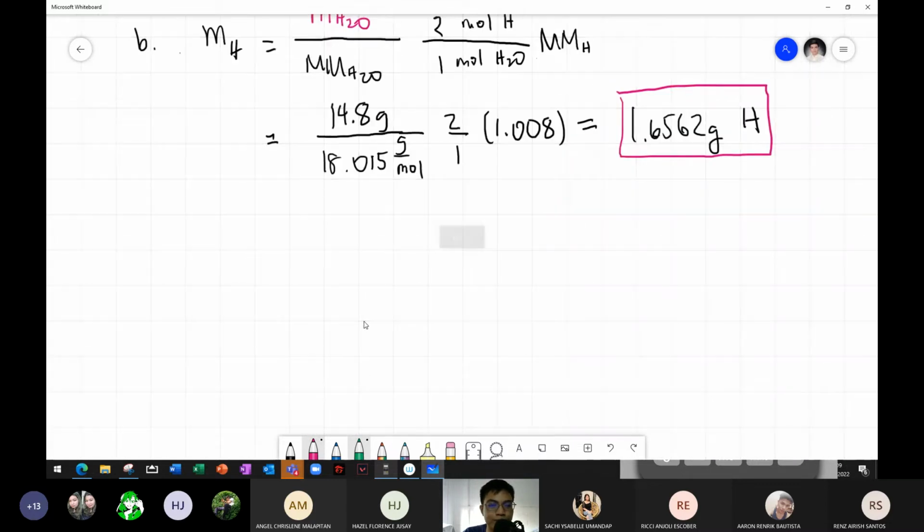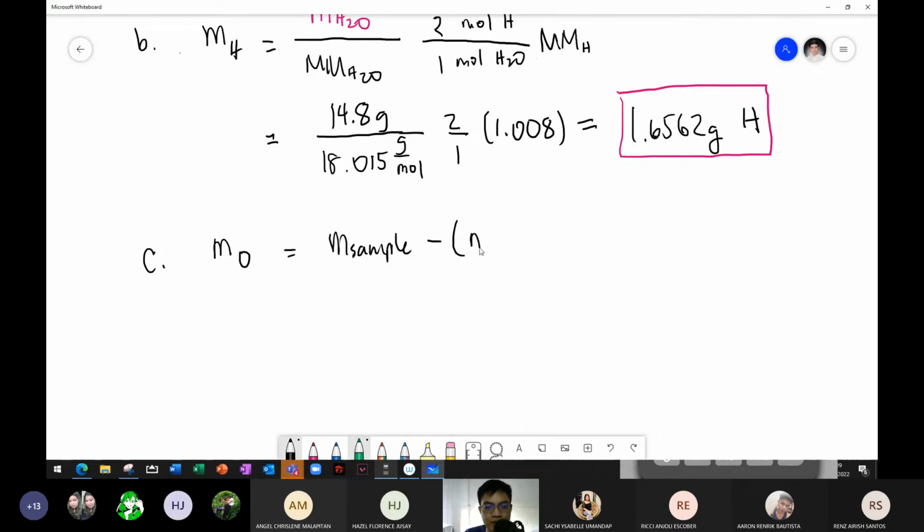Okay? So, ganun palagi ginagawa kay oxygen. Okay? So, you cannot solve it using stoich. Rather, you can just simply subtract it from your sample mass. Okay? Mass of oxygen is equal to the mass of your sample minus the mass of your carbon and the mass of your hydrogen. So basically, this is the equation. You deduct the masses of carbon and hydrogen from your sample para makuha mo yung oxygen.